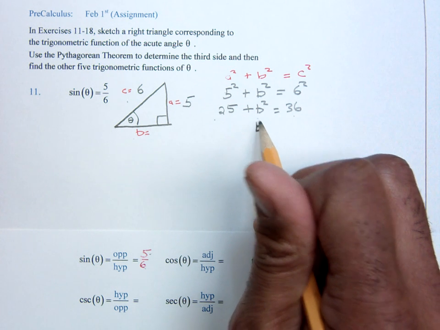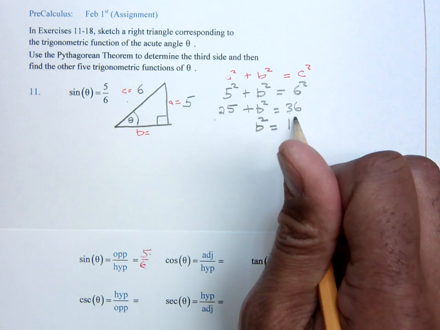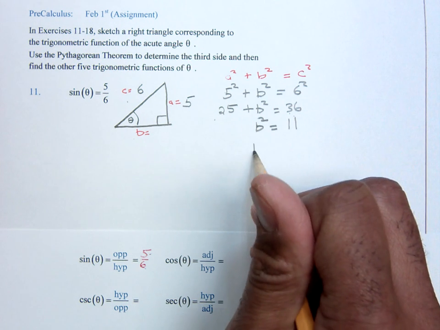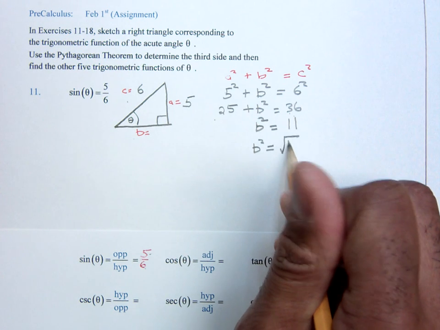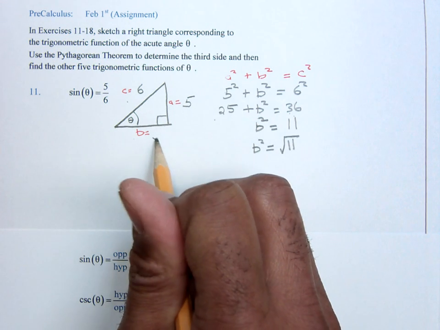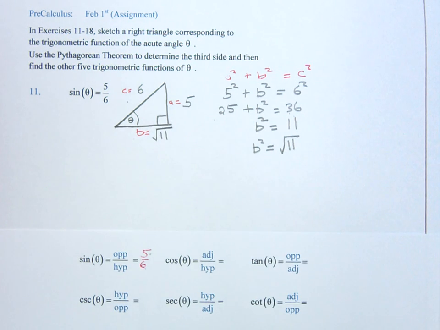Thank you. We're going to get b squared is 36 minus 25 is 11. So b will be the square root of 11. And I'm going to write that here, the square root. We can also call it radical 11 or root 11. I'll use all 3 terms here. So we've got all 3 sides of the triangle now, the opposite, the adjacent, and the hypotenuse.